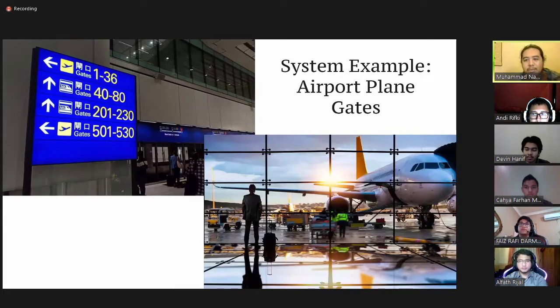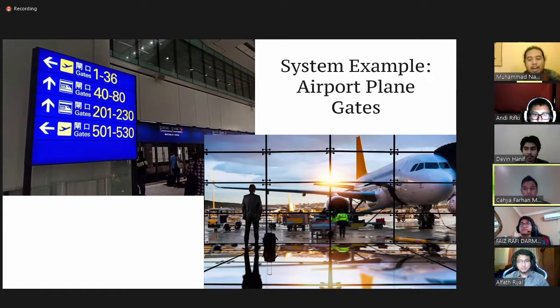For this presentation, we take an example of an airport, specifically about plane gates. So this is an example of an engineered system. And if we are going to explore or study the system of an airport, it will be really hard since it has a strict schedule and a really big scale to observe. So we need something that would make it easier for us to study the airport. Next.